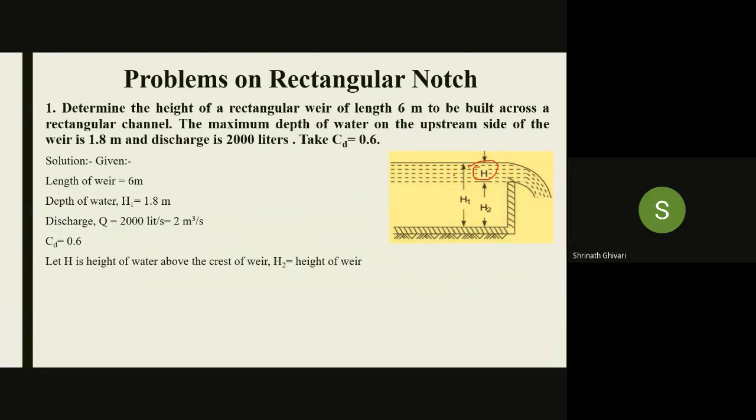And let H be the height of water above the crest of the weir. The water that comes above the crest, that is H. I have told you, this is the crest. Above the crest, whatever is there, that is capital H. And H2 is the height of the weir. Now you calculate the value of H, then you subtract it from H1, then you will get the height of the weir. Calculate it.